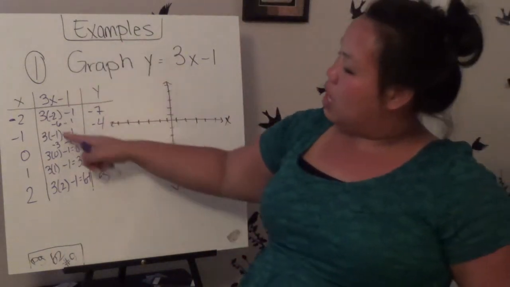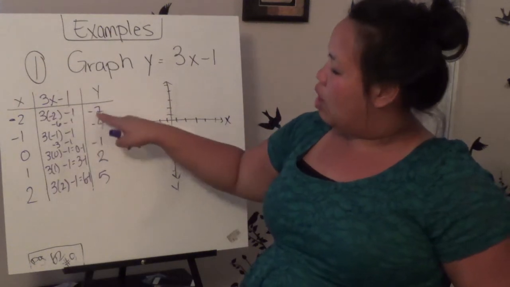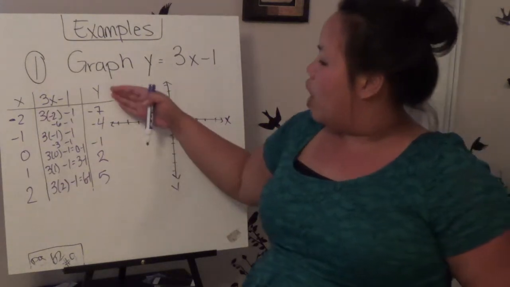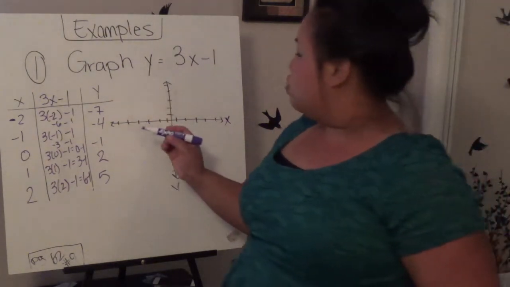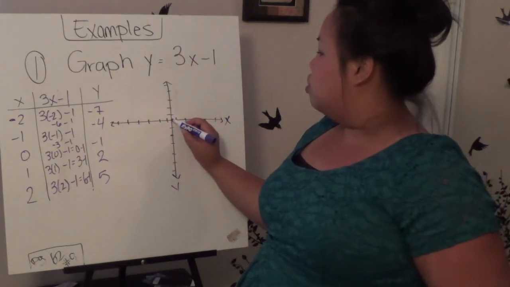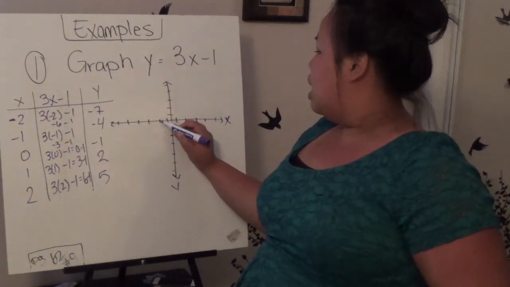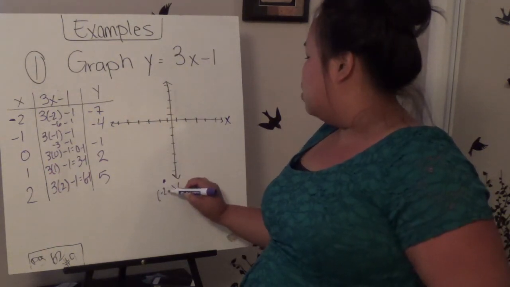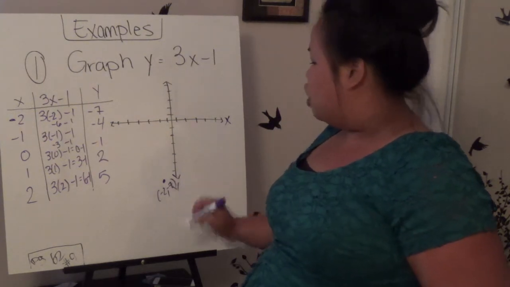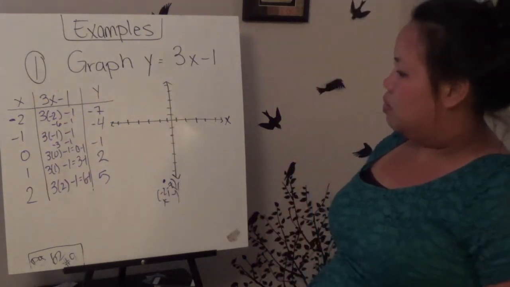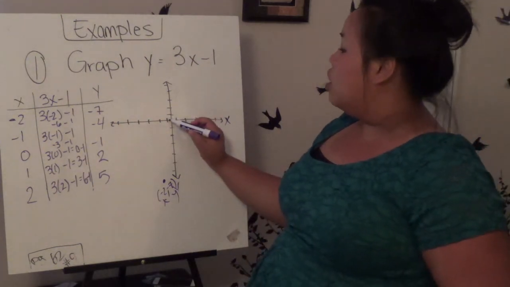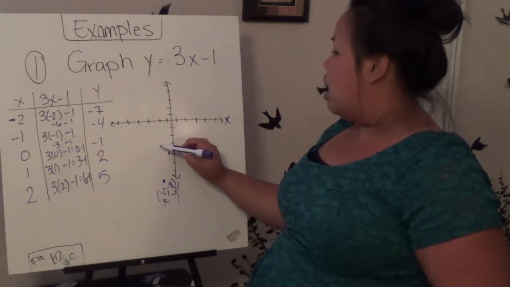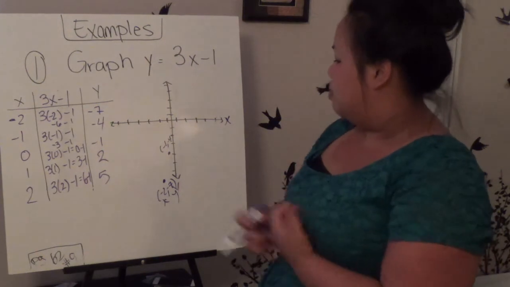So basically, I plugged it into the equation and I worked it out and it gave me a number. So now I have an x and a y. The x tells me where to move this way. The y tells me to move this way. So my first point is -2. On the x, I'm going to go -2 and down 7. This right here is -2, -7. That's my first point, my x and y. Next one, I'm going to go back -1 and down 4. 2, 3, 4. This is my -1, -4.